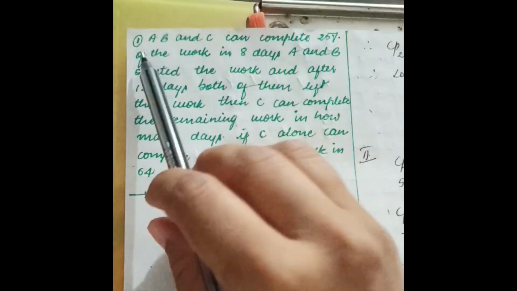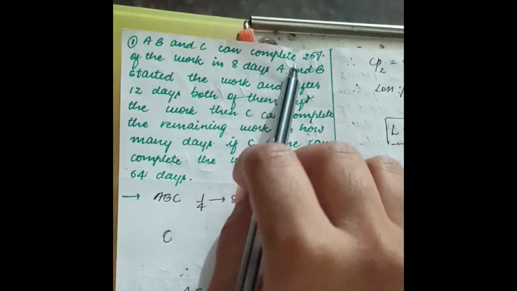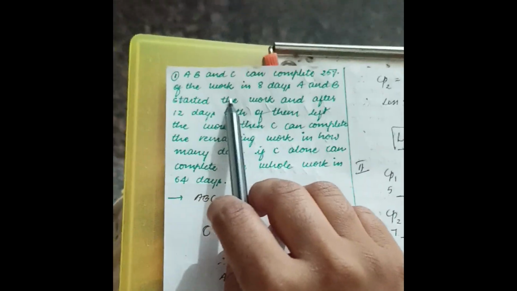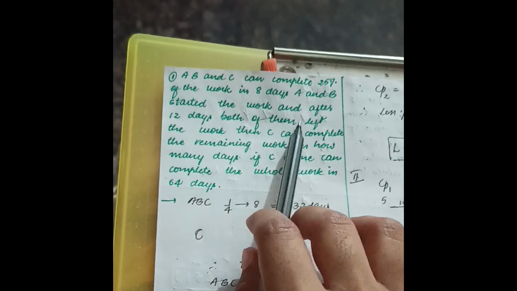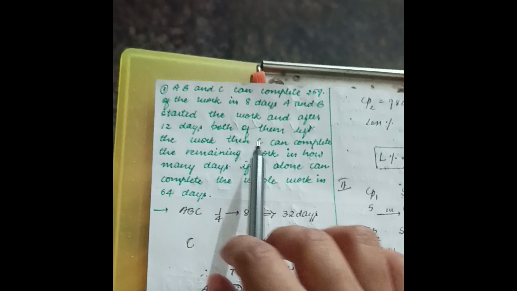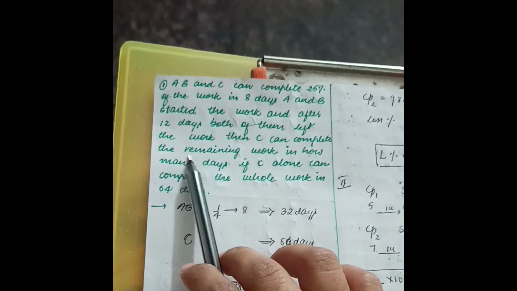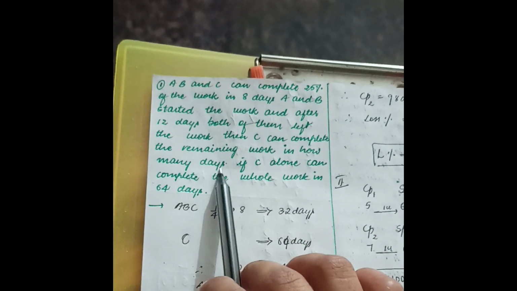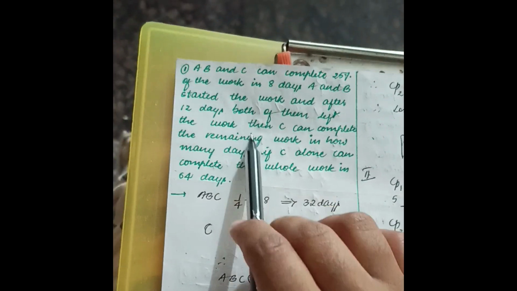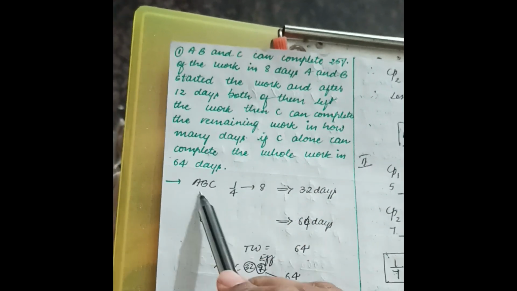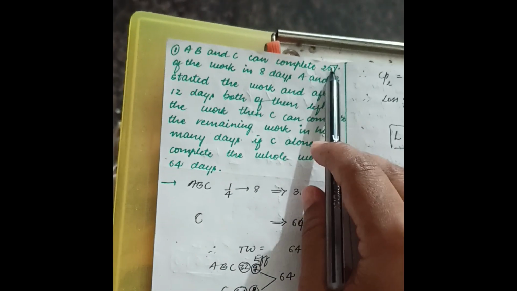First question. A, B and C can complete 25% of the work in 8 days. A and B started the work and after 12 days, both of them left. Then C can complete the remaining work in how many days if C alone can complete the whole work in 64 days? So from this question, we can write down the data: A, B, C can complete 25% of the work.